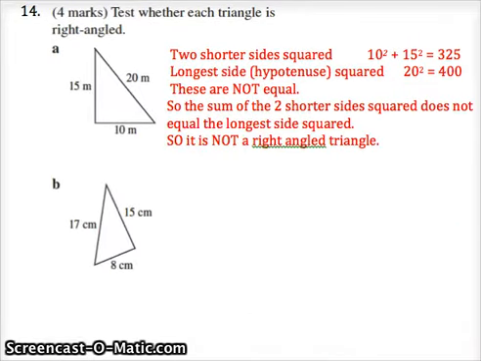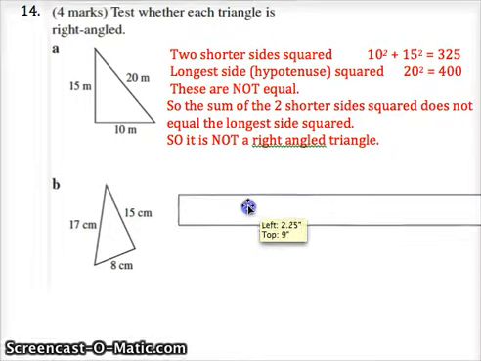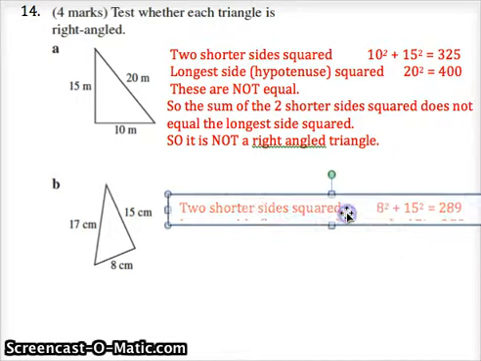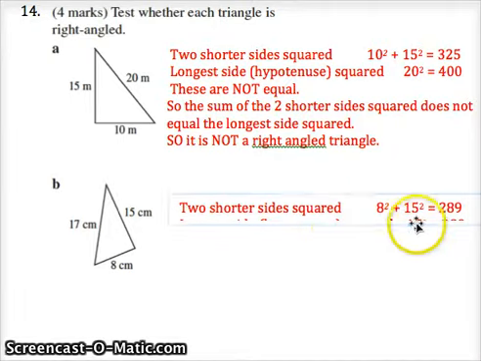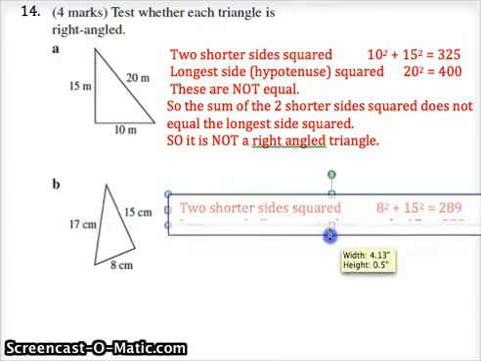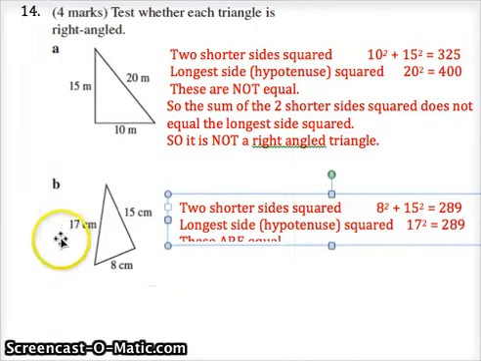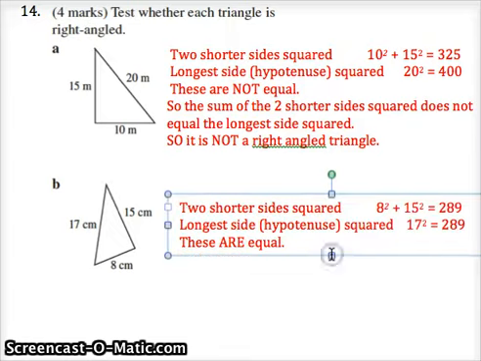Now we're just going to do the same thing again here for question 14b. First you have to see which one's your longest side, that's 17. So we want to see whether the two shorter sides squared add up to give the same answer as the longest side squared. So we're going to look at the two shorter sides, which are 8 and 15. We want to square those. So the two shorter sides squared are 8 squared plus 15 squared, and if you do that on your calculator you get 289. Then we can look at the longest side squared, which is the hypotenuse. So 17 squared is also 289, so these this time are equal.